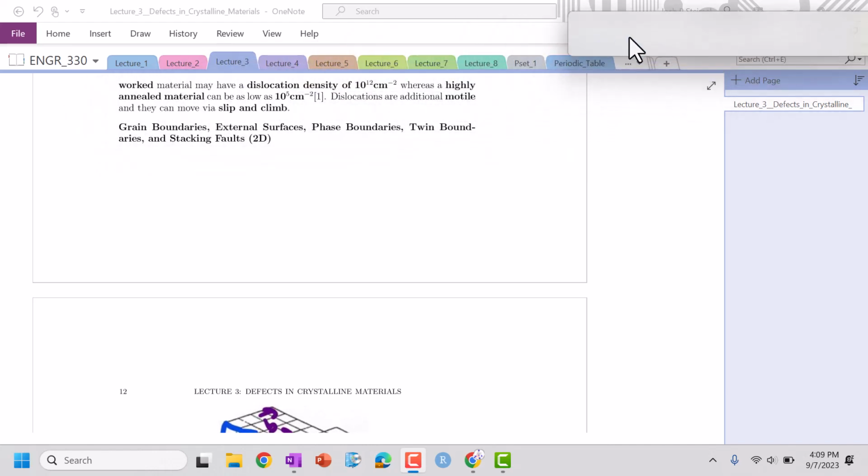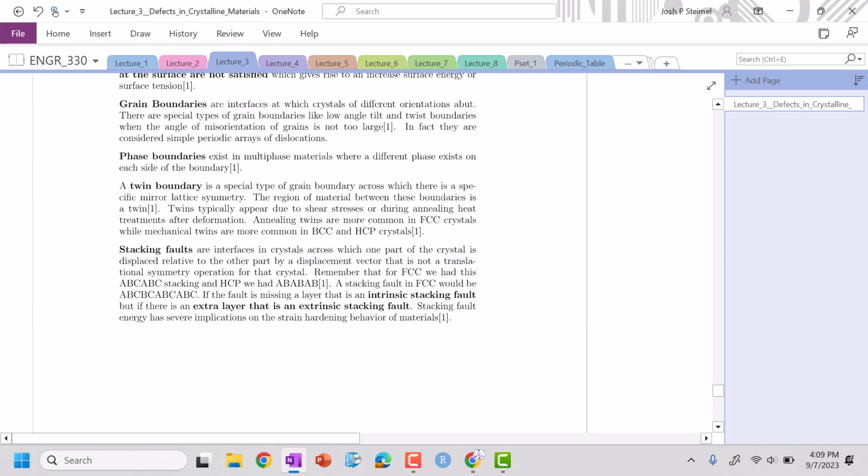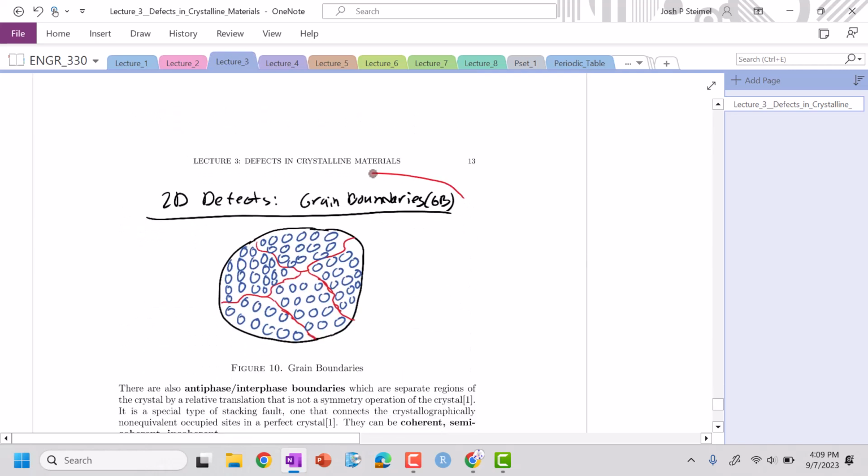Hello everyone, we are back and we are going to be looking at grain boundaries, external surfaces, and basically 2D defects. There are lots of different types of 2D defects. Grain boundaries are going to be the ones that we're going to talk about the most.